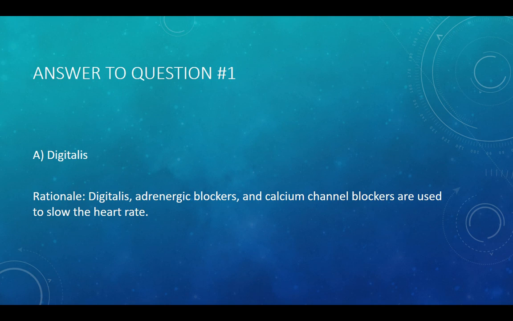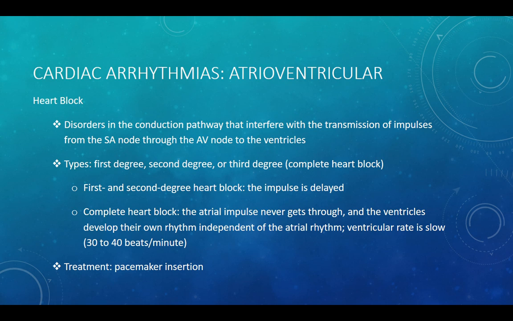So cardiac arrhythmias, atrioventricular is the next one. And that's what they call heart block. Okay? It is a disorder in the conduction pathways that interferes with the transmission of impulses from the SA node through the AV node and down into the Purkinje fibers and the rest of the heart. The types are first degree, second degree, and third degree complete heart block.